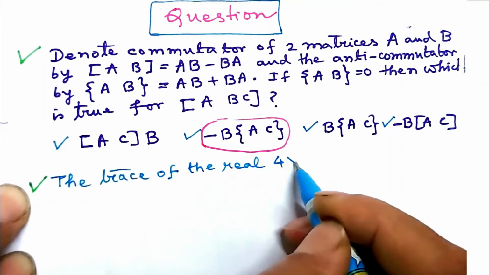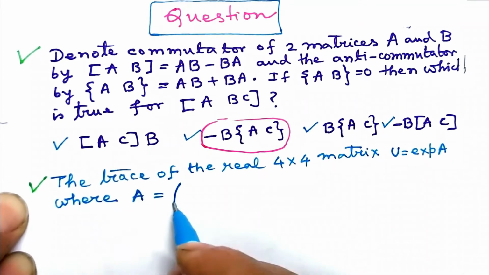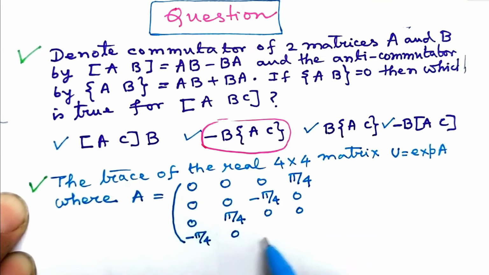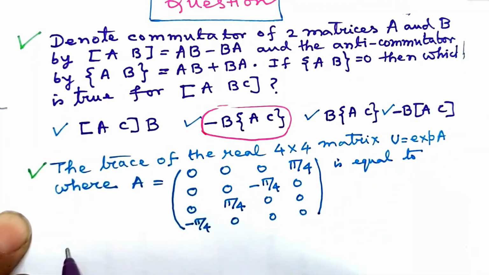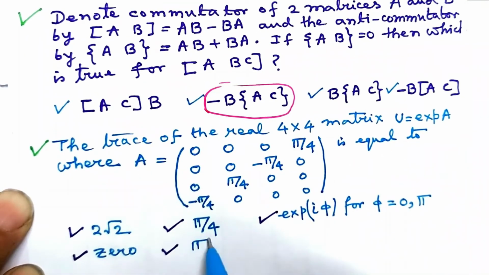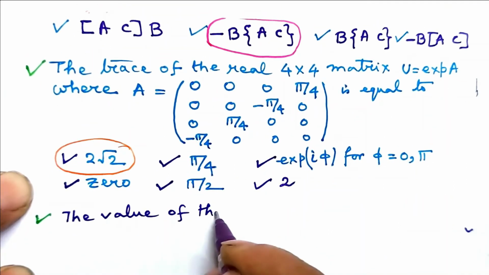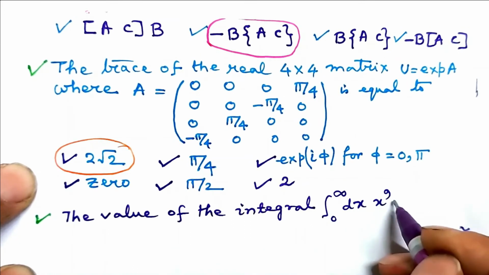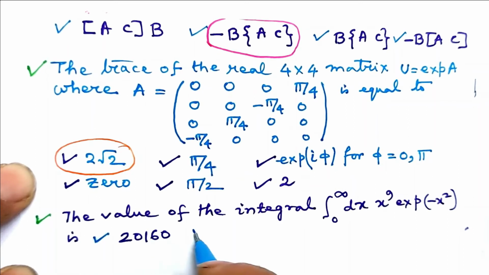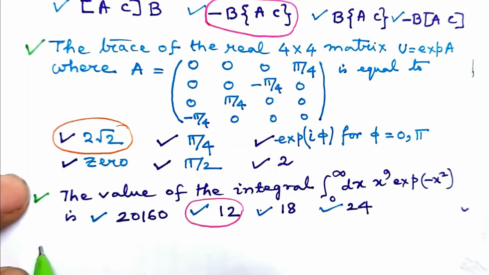Next question. The trace of the real matrix U equal to exponential A, where A is the matrix, is equal to, the options are, and the answer is. Next question. The value of the integral is, the options are, and the answer is.